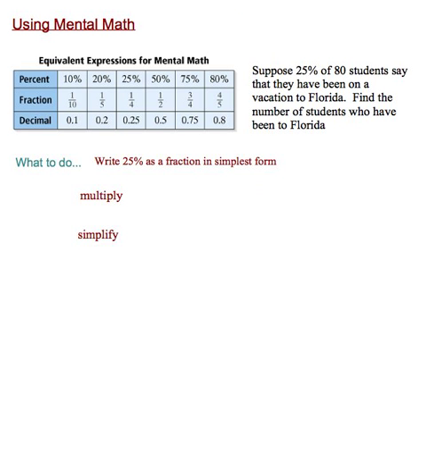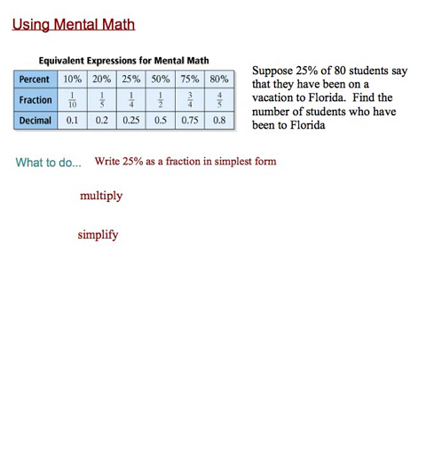All right, in our last example here, we got a nice little word problem. It says, suppose 25% of 80 students say that they have been on a vacation to Florida. Find the number of students who have been to Florida. Well, we have a nice little handy-dandy table here, and when you see percents like 10%, 20%, 25, 50, 75, 80, those actually are nice, easy fractions that you can use.